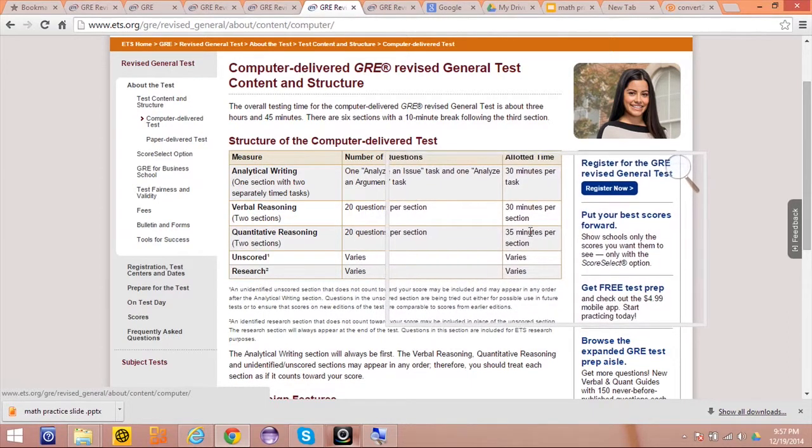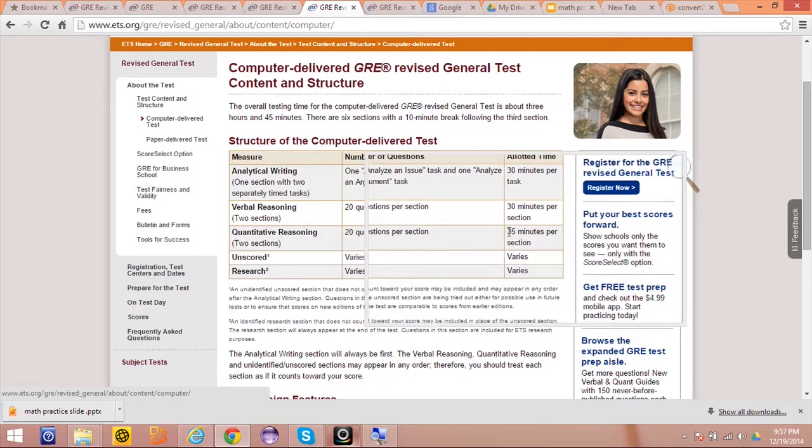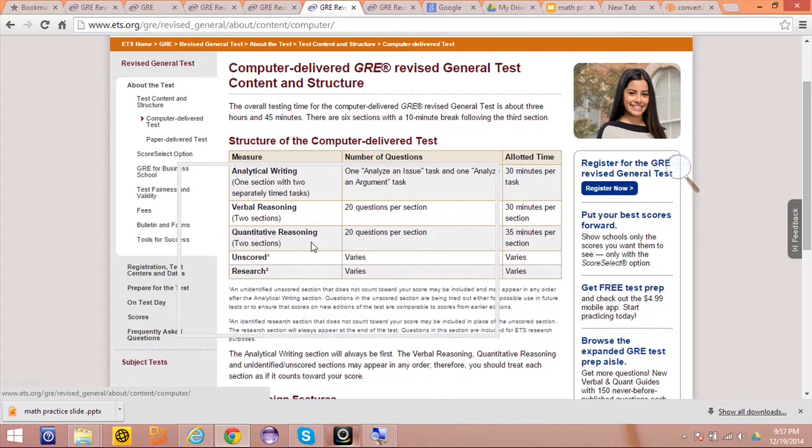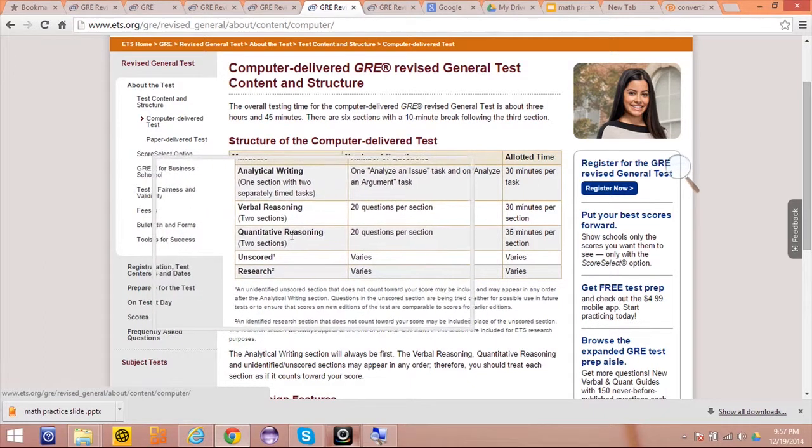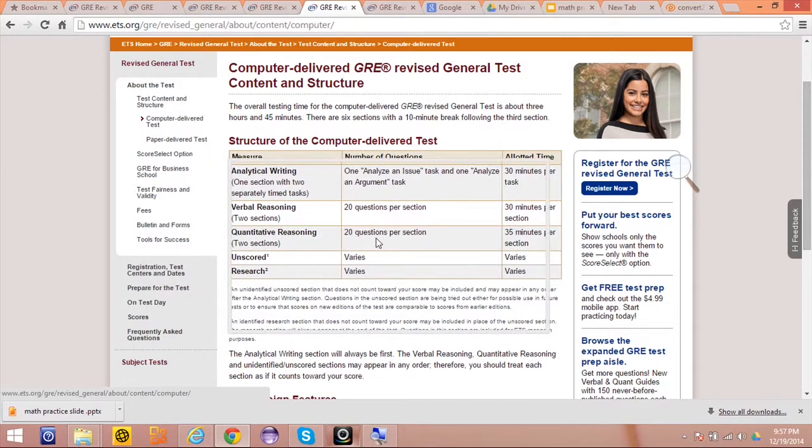You can check our website also, www.mathstructure.com. We will put some example practice tests. We're going to solve different kinds of examples for the quantitative reasoning section, the math section, which sometimes might be harder for you.